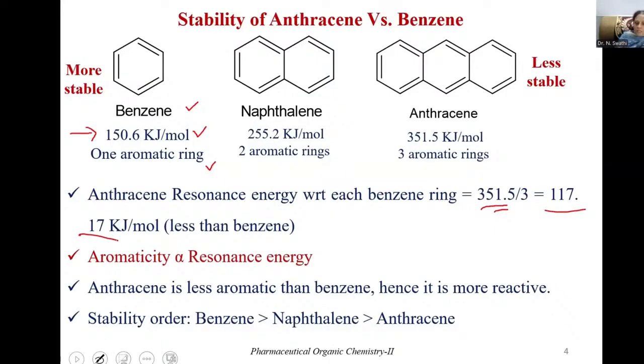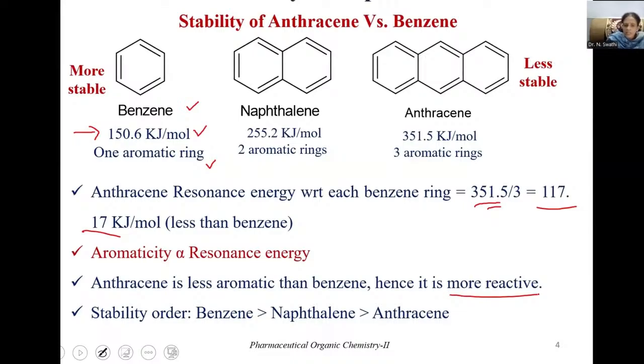Now what is the relationship between aromaticity or stability and resonance energy? Aromaticity is proportional to the resonance energy. That means the greater the resonance energy, the greater the aromaticity and the greater the stability. But anthracene has less resonance energy, that is 117.17 kilojoules per mole. It is because of this reason that anthracene is considered less aromatic than benzene. The lesser the aromaticity, the lesser the stability and the greater the reactivity. Because of this, anthracene is more reactive than naphthalene as well as benzene.